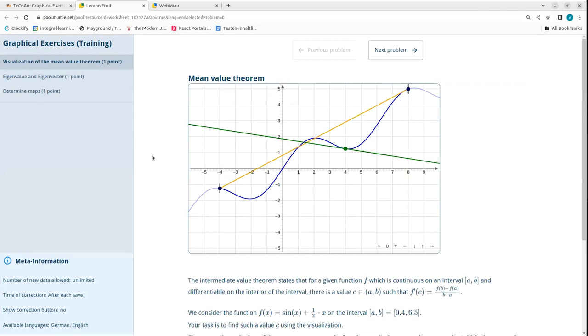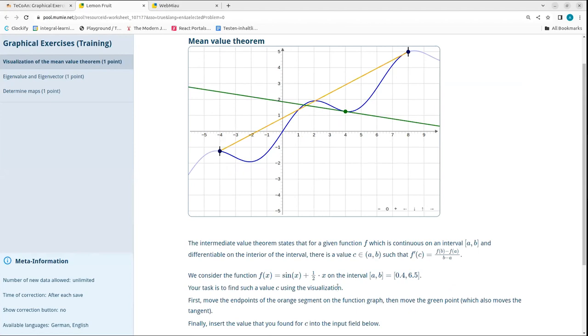So the first graphical exercise that I want to show you is the mean value theorem. We state below what it is about, just to remind the student: if you have a continuous function on an interval AB, which is differentiable in the interior of the interval, then there's a value c in this interval where the derivative is just the slope of the secant. That's what this formula really means. And that's the task for the students, that they should understand that.